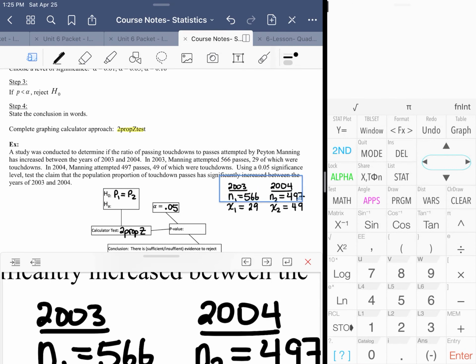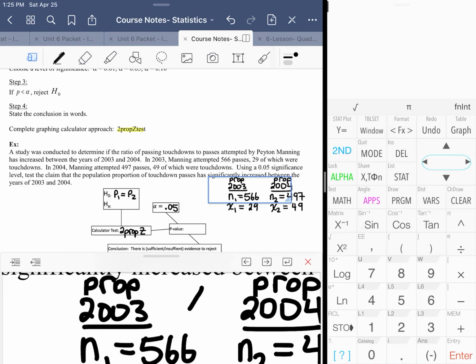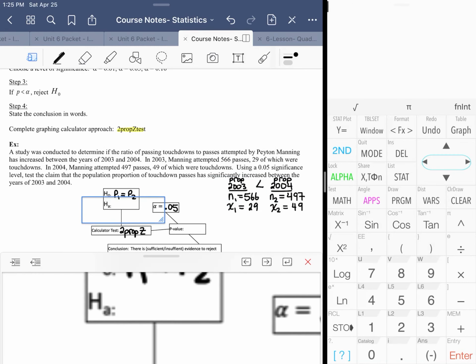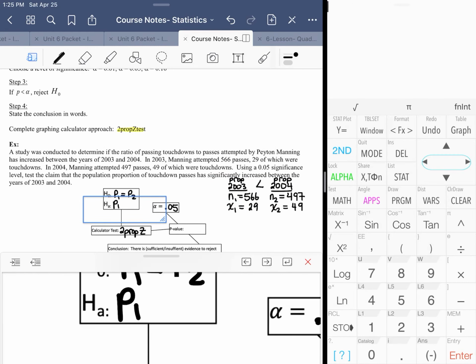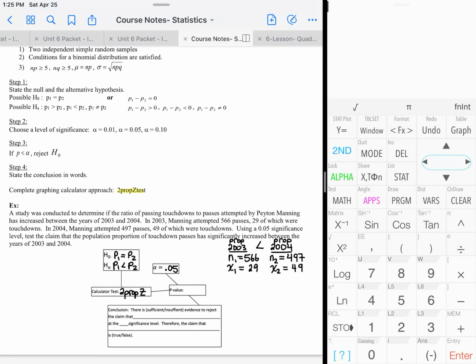All right, we want to know whether the proportion of touchdown passes has increased between those 2 years, 2003, 2004, which would mean that the population proportion, I'll just write prop, should be smaller before than it is after. All right, so p1 is going to be less than p2.